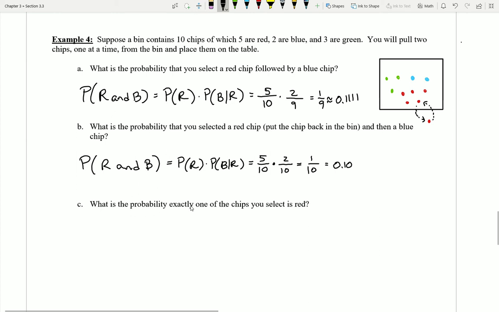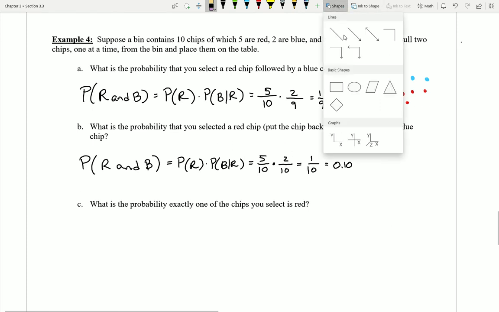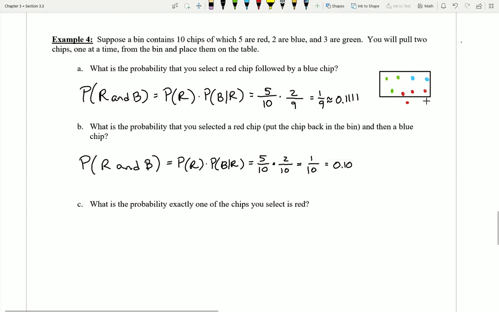What is the probability that exactly one of the chips you select is red? Notice I'm still being told that I have to pull 2 chips. And we're going to go back to this idea that we're pulling them one at a time and placing them on the table in front of us. Oops, kind of deleted my bin there. Let me reset that. There we go. Okay, so I'm going to be back to going ahead and actually pulling out 2 chips from the bin and leaving them on the table.